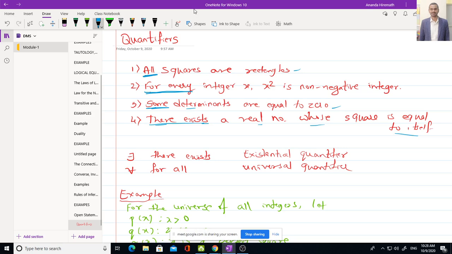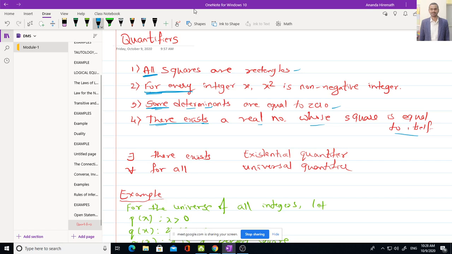Okay. When I say all squares are rectangle, it has meaning. Means if it is a square, it must be rectangle. Okay. For every integer x, means you consider any value of x, that is for every x square is non-negative integer. Now here some determinants are equal to 0. It means that not all determinants are equal to 0. Few determinants are equal to 0.